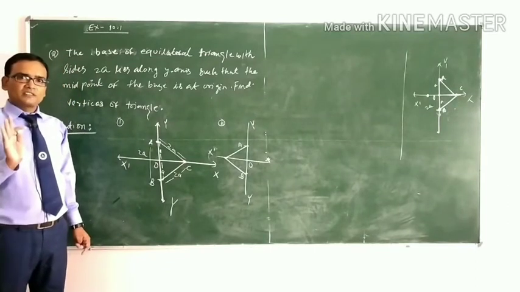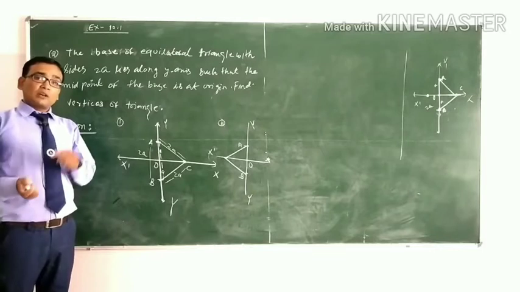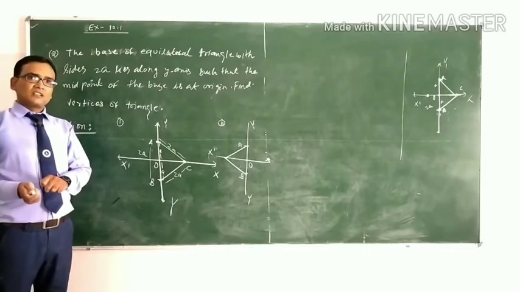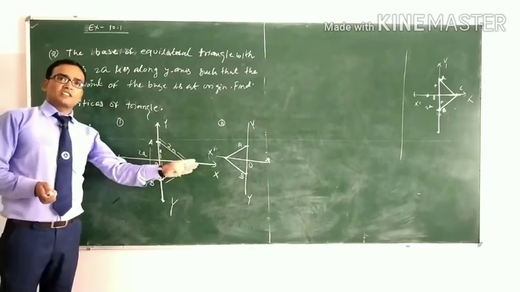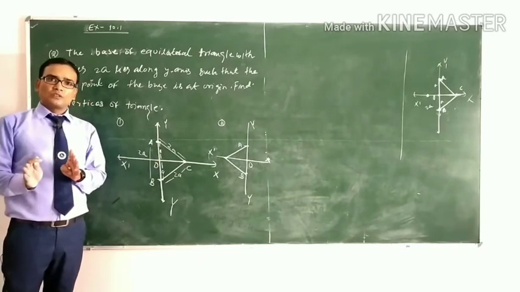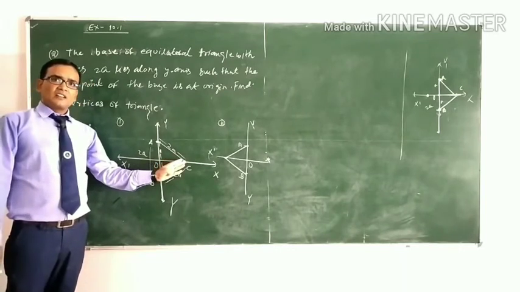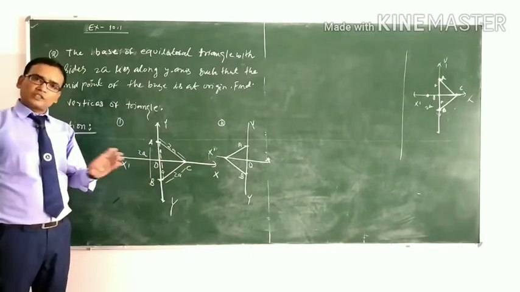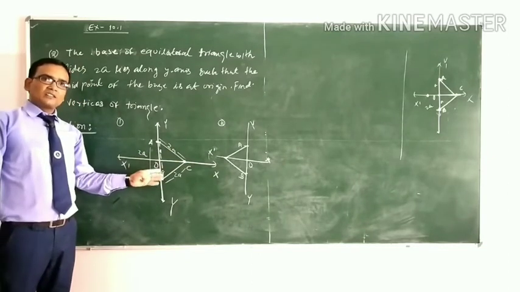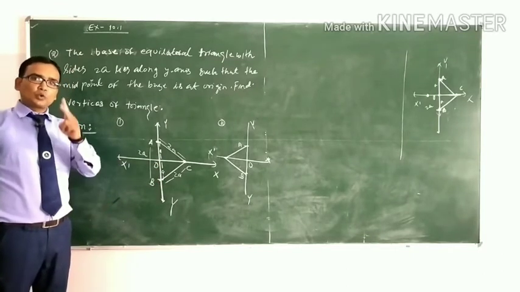Okay students, that means the vertex lies on x-axis, but both conditions are true. C is situated on positive x direction or negative x direction. Okay students, here the coordinate of C is the coordinate of C.